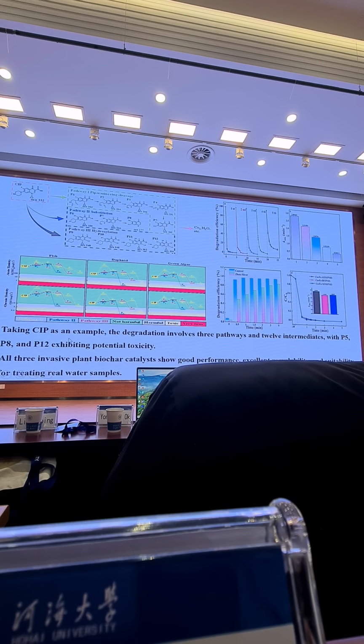If we take CIP as an example, the degradation involved 3 pathways and 12 intermediates, with P5, P8, P12 exhibiting potential toxicity. Then all three invasive plant species biochar catalysts show good performance, excellent recyclability, and suitability for treatment of real world water samples.